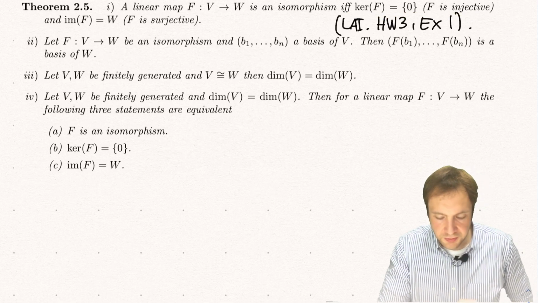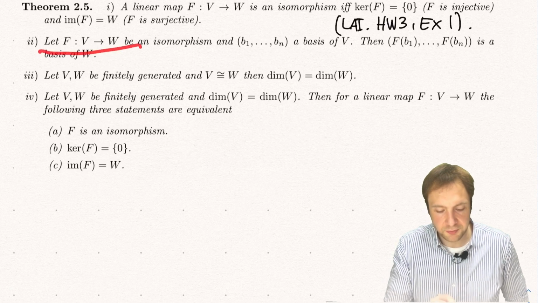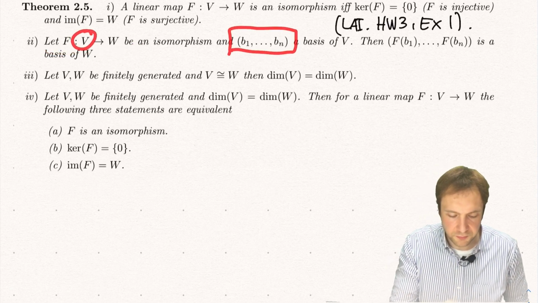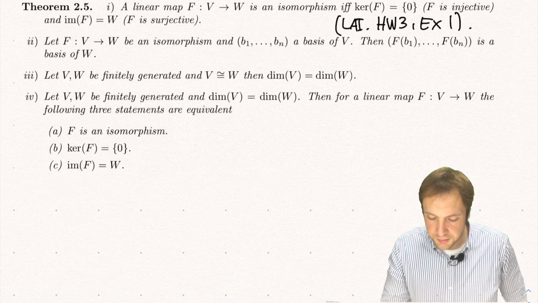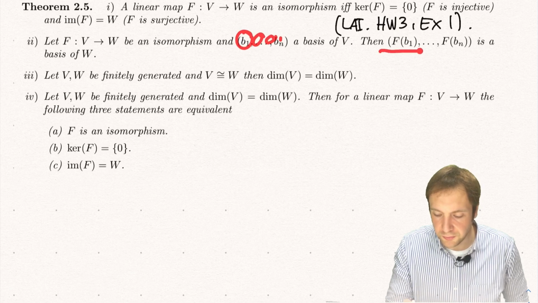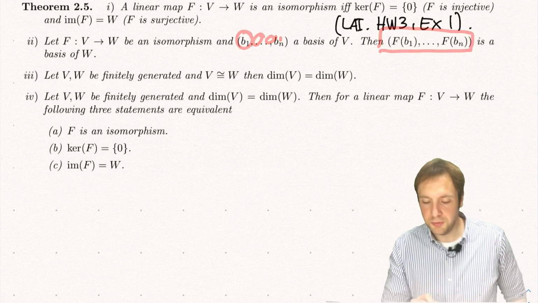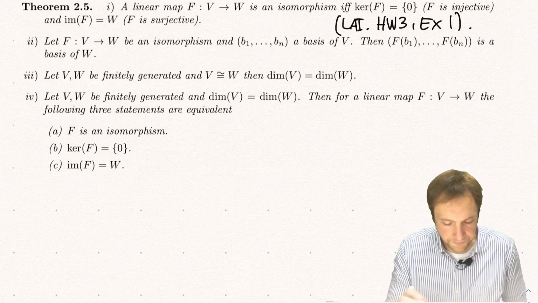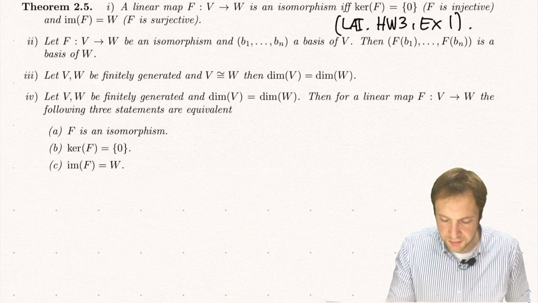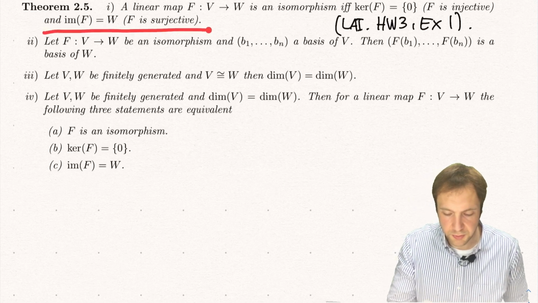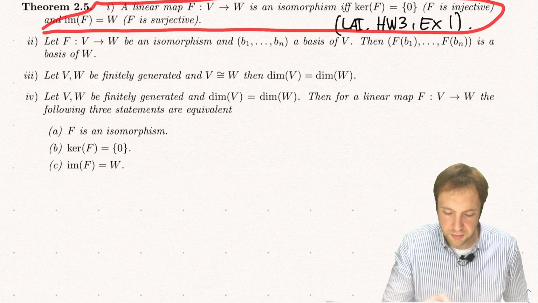The second statement is, if I have an isomorphism between two vector spaces, and I have a basis for the left-hand side, then if I apply f to each of these basis elements and collect them, then the output is also a basis of W. And this follows also quite easily from the first one.